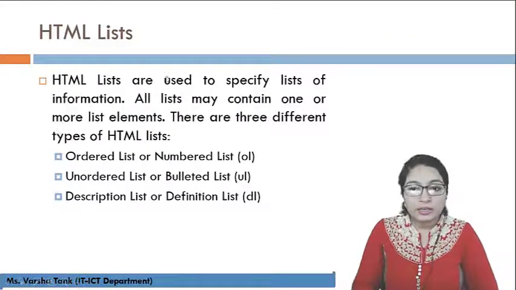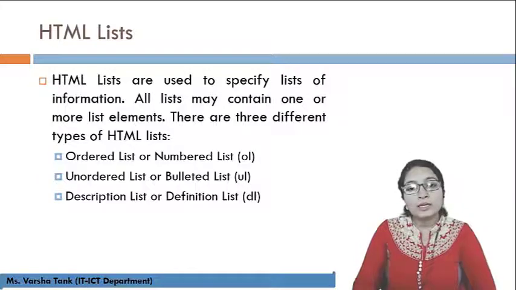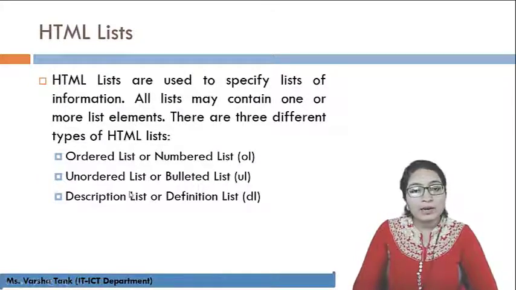So what is an HTML list? HTML lists are used to specify a list of information. All the lists may contain one or more list elements. So you can add any number of elements in the list. There are three different types of lists supported by HTML. One is the ordered list, or numbered list, defined by the OL tag. Unordered list, or bulleted list, is defined by the UL tag, and description list, or definition list, is defined by the DL tag.